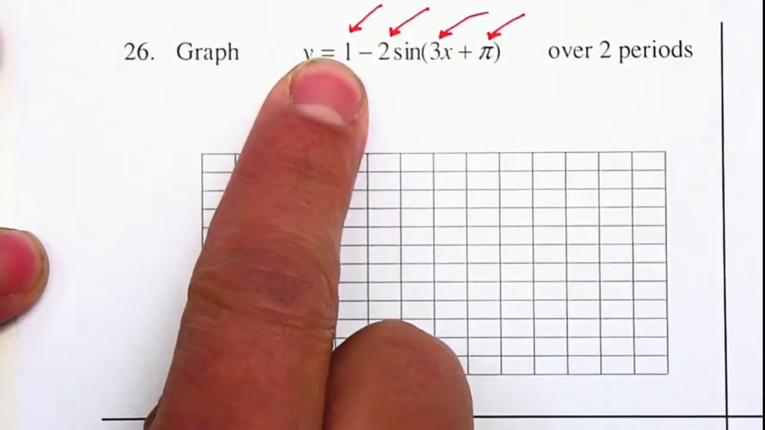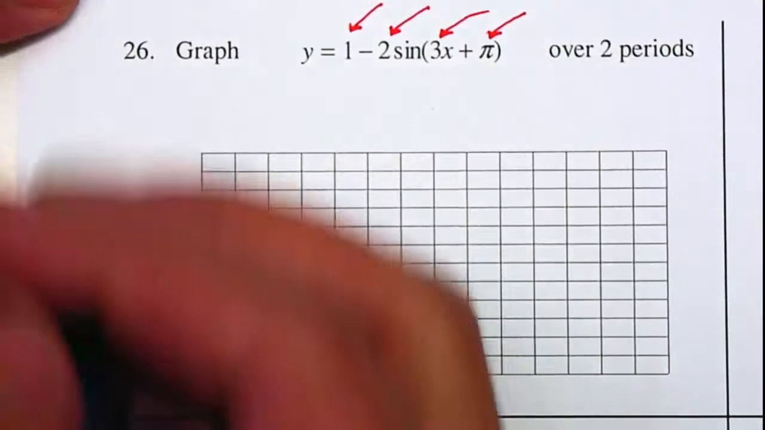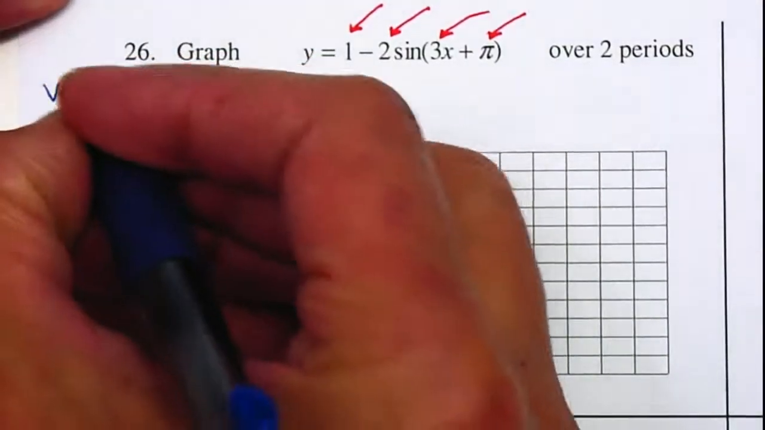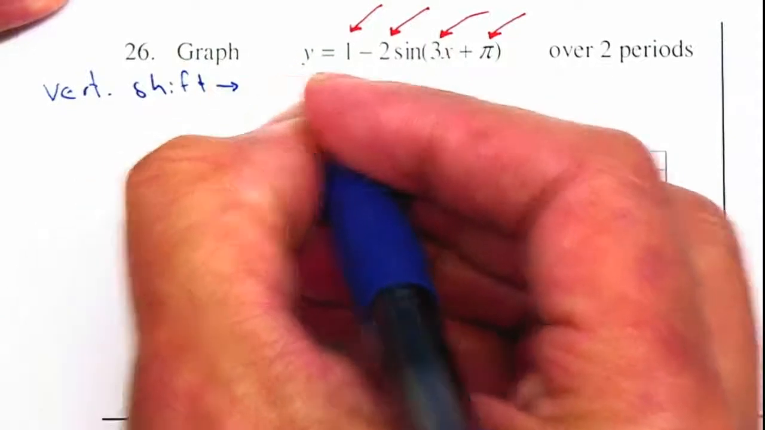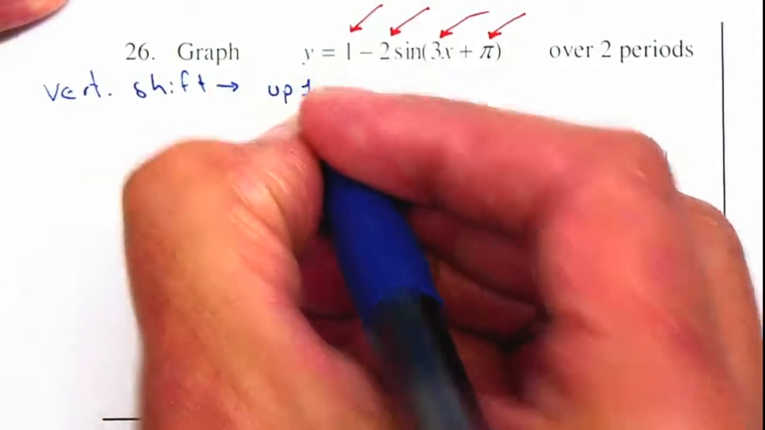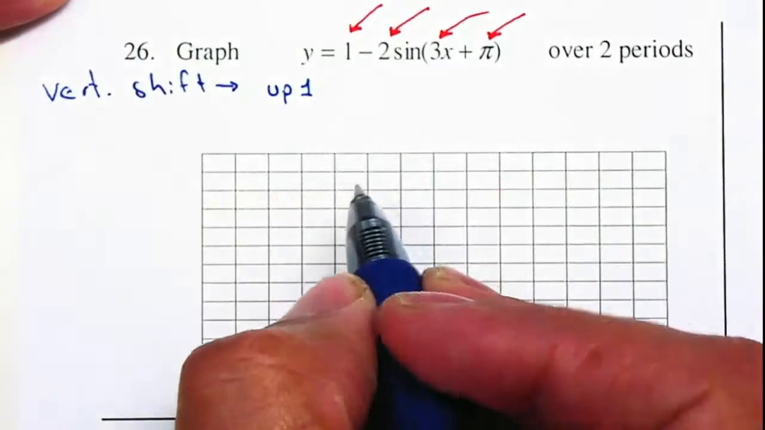So we need to think, what does the 1 do to the graph? The 1 is the vertical shift. So therefore, since it's positive, it's going to go up 1. It's positive 1. If it was negative, it'll be coming down 1.